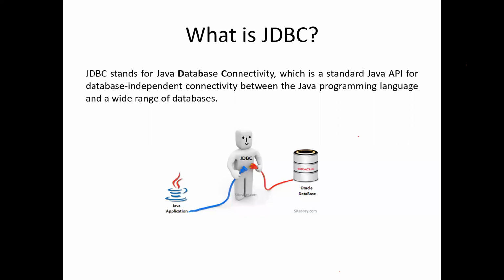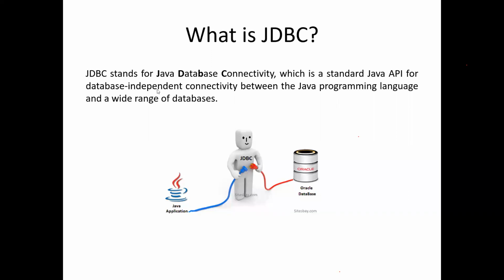Because here also we have to use some classes and some interfaces, so to implement JDBC, definitely we want one standard Java API, one standard Java application programming interface. For what purpose? For connecting to the database.